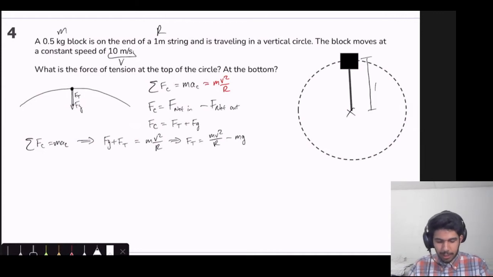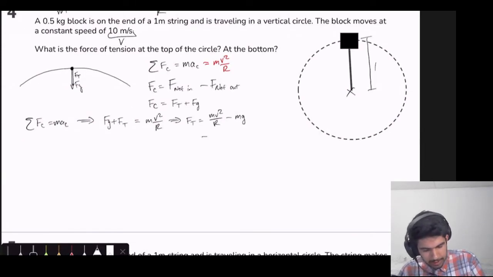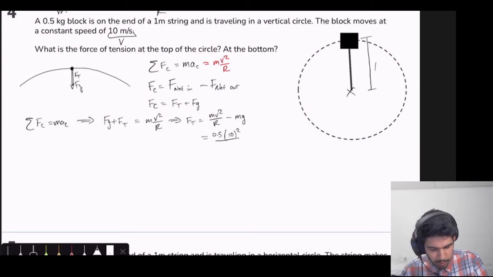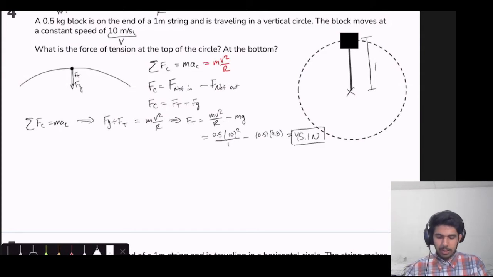And we're given a velocity here, v. So we can solve for Ft, and we can get that this is equal to 0.5 times 10 squared all over 1 minus 0.5 times 9.8. And if we compute this out, we get 45.1 newtons. So that's at the top. I'll just put that there.